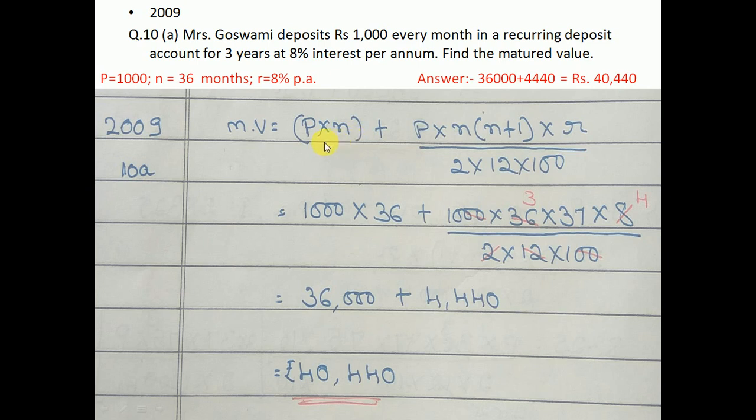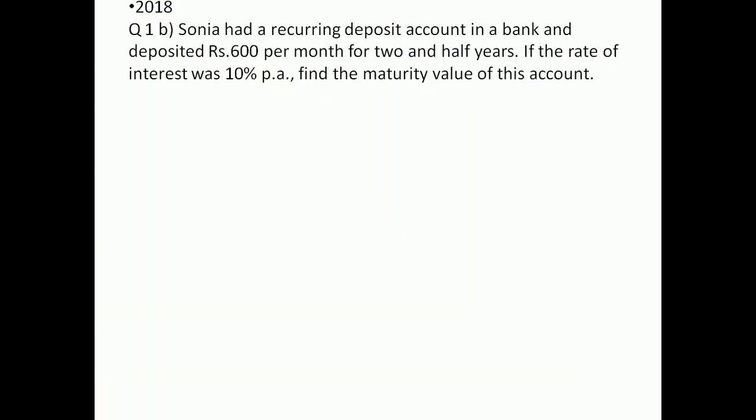P into N is my total investment plus the interest part. That interest part, cancel it in the interest part. Then this is 36,000. It is 4,440. Add both of them, and you get the amount as 40,440. So it is as simple as before. All these 3 questions are the same, and this question is also the same.